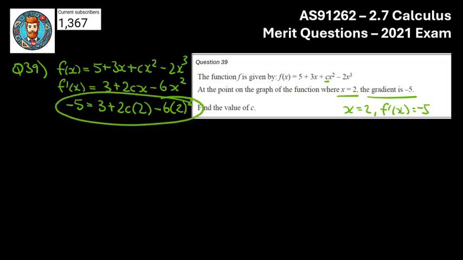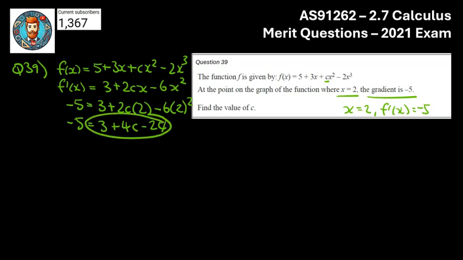And the nice thing about this is we can see that c is the only letter left there in the middle. So we're going to use algebra to find out c. So -5 is equal to 3 plus 4c. This here, 2 squared is 4, times -6 is -24. So we've got -24.